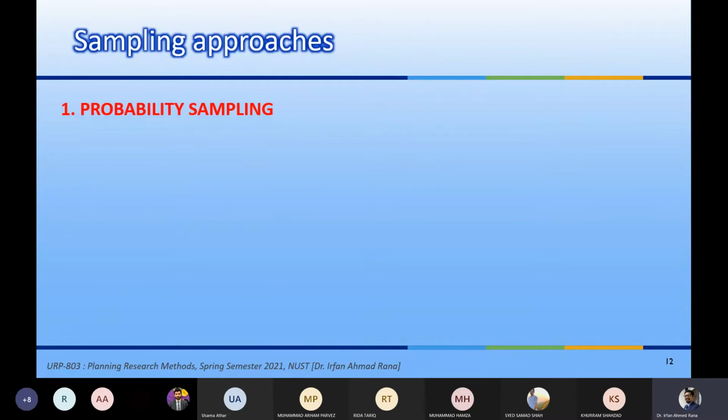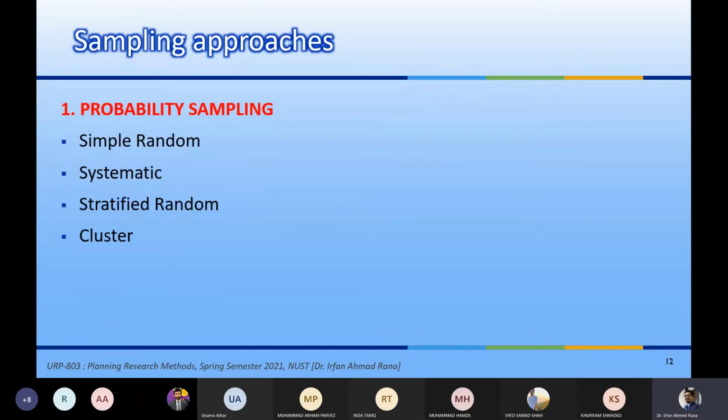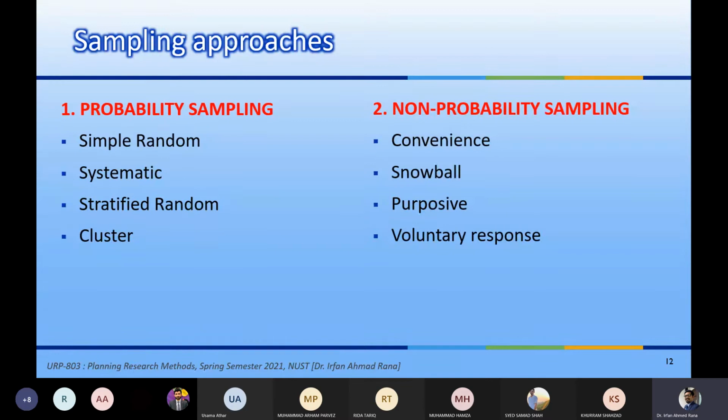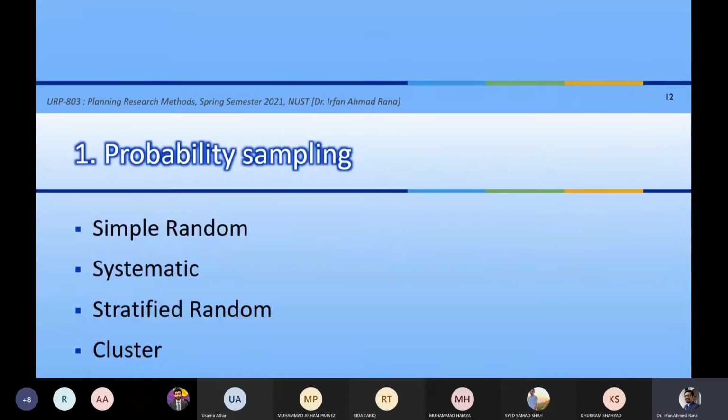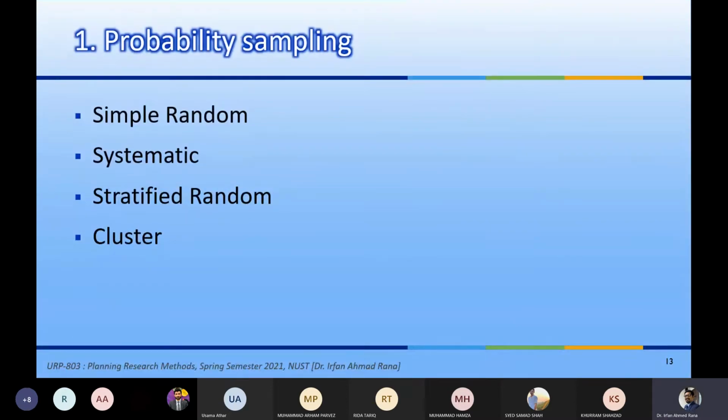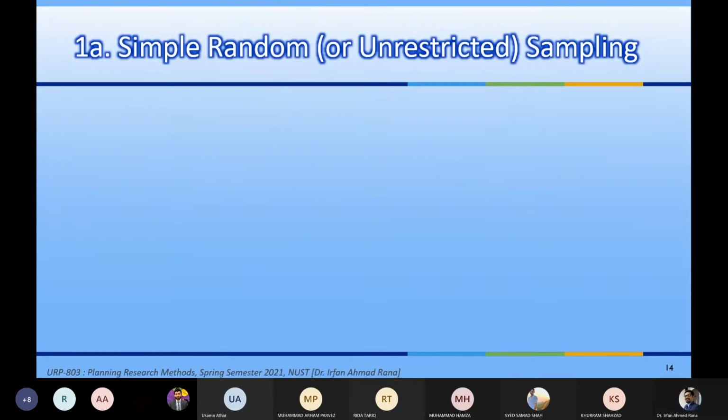So there are different types of probability and non-probability sampling, and we'll go into each one by one. Some of you might already know about these. There are other types of sampling as well, but these are very common, the most used, I would say. So let's start with probability sampling. There are four general types: simple, systematic, stratified, and cluster.